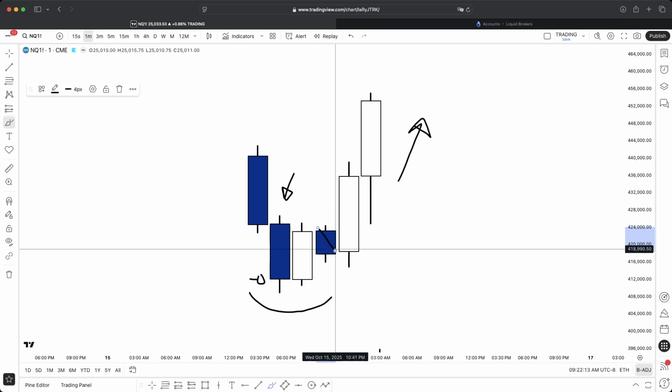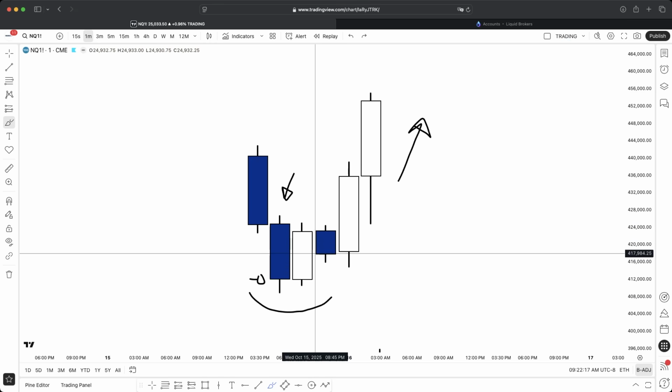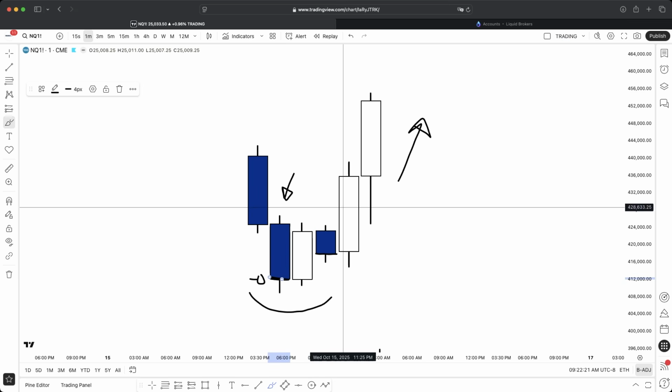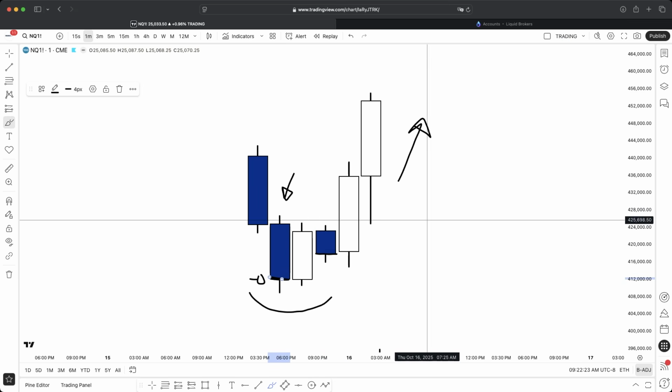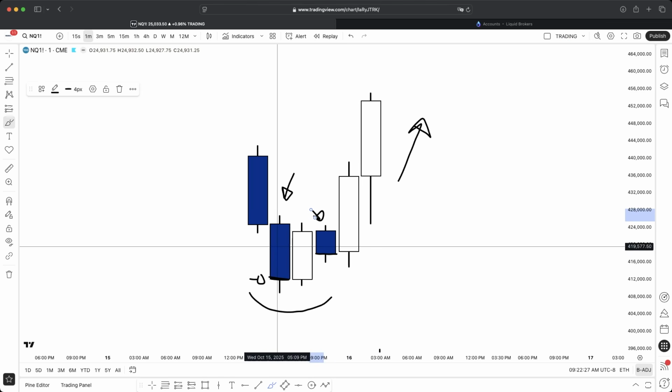It is not this candle. It can't be this candle. Why? Because this candle has a higher close than the one prior to it. So it's always the lowest close one. It's not the one that's further to the right. It's not the one right before the move up. It is the lowest close candle. That is the order block.